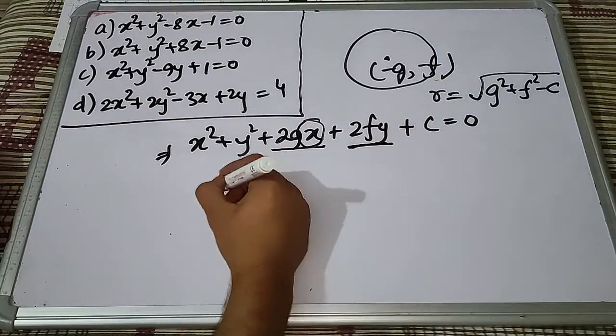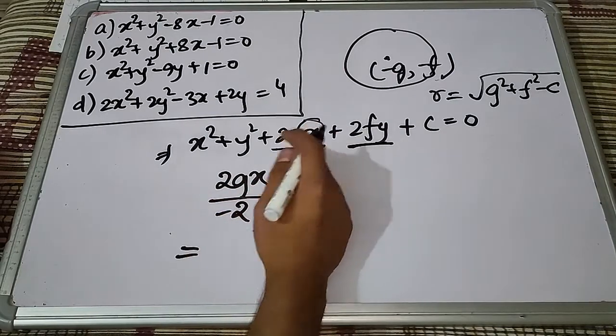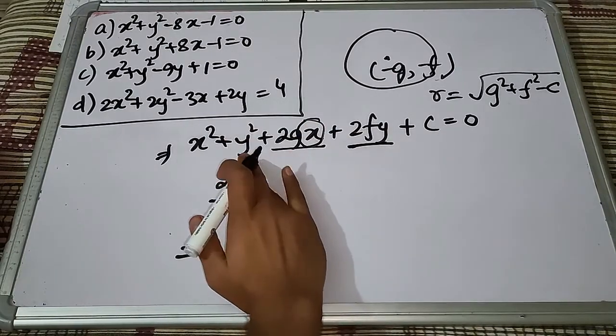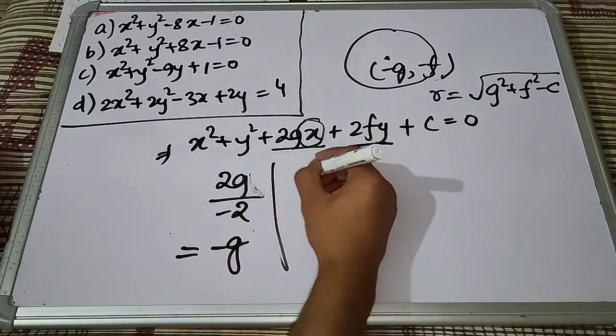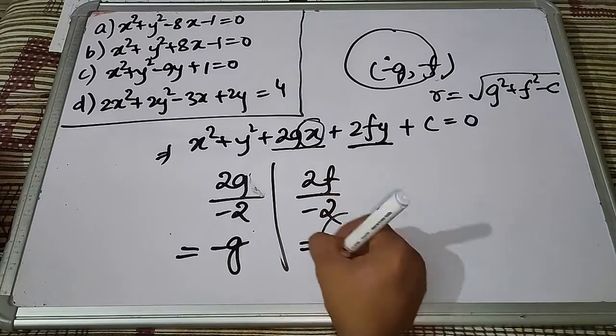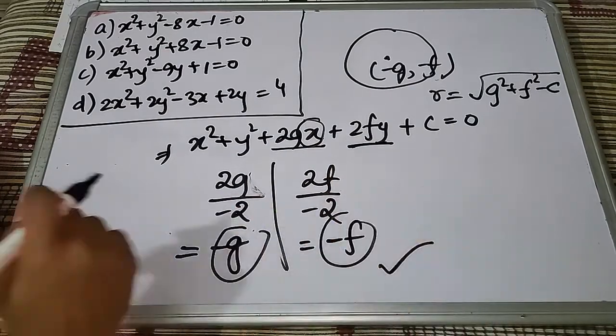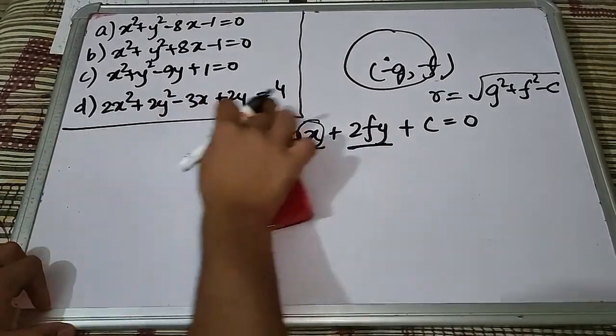The coefficient is 2g, so 2g divided by minus 2 equals minus g, and 2f divided by minus 2 equals minus f. So this is the way to get the center of any circle. So we try with the options given to us.